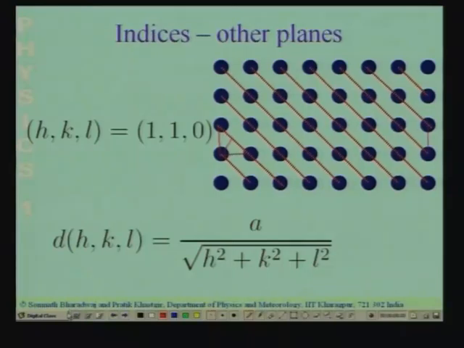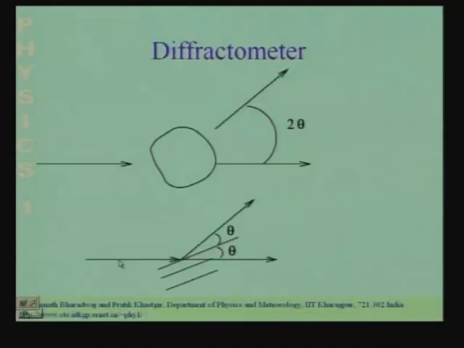Now, let me next discuss a device called the X-ray diffractometer. X-ray diffraction, incidentally, is a very useful technique to determine the structure of materials. So, if I give you a crystal and I do not know its interatomic spacing, I do not know how the atoms are arranged, I can use the diffraction pattern to determine the interatomic spacing and the structure, the arrangement of the atoms inside this crystal.